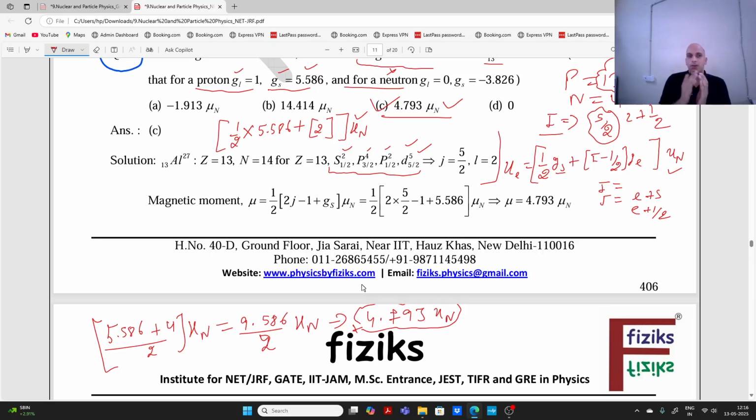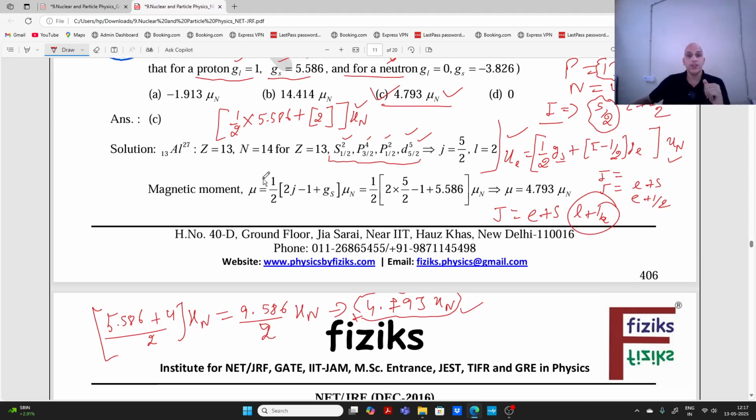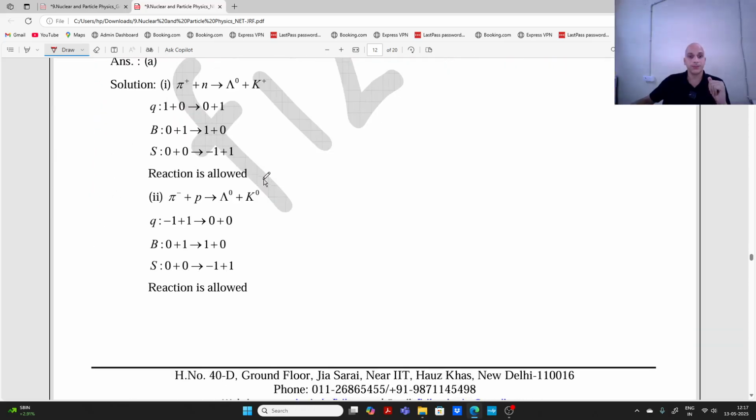So you see how I calculated the magnetic dipole moment by taking into consideration the formula that is given here, and this formula is used when I or J is equal to L plus S, or you can say L plus 1/2. If it is L minus 1/2, then we have another formula that I have discussed in the earlier lecture, right? This was the last question. Now I am going to the next question.